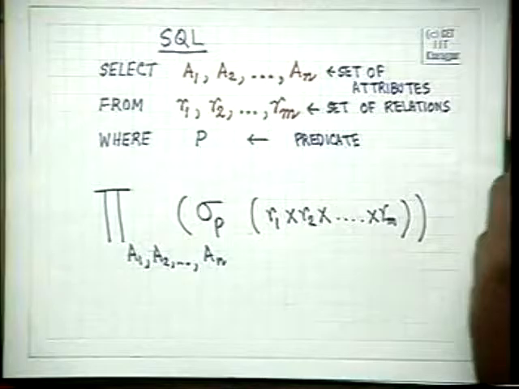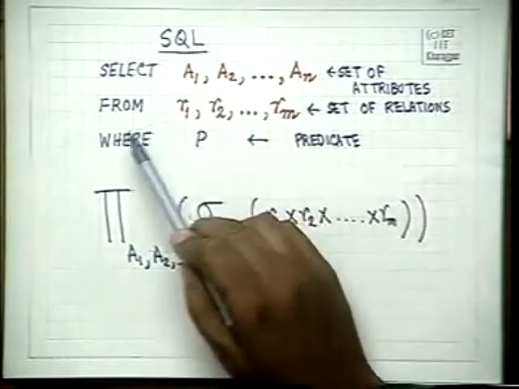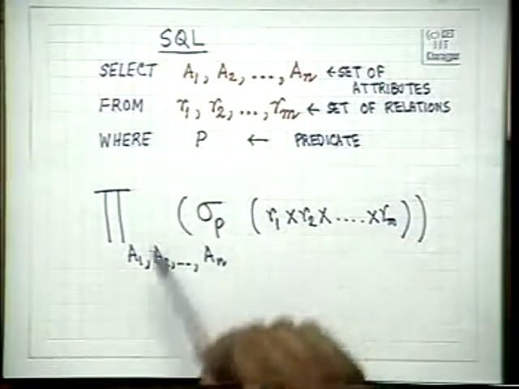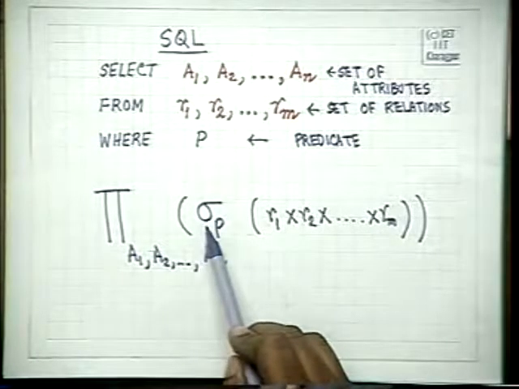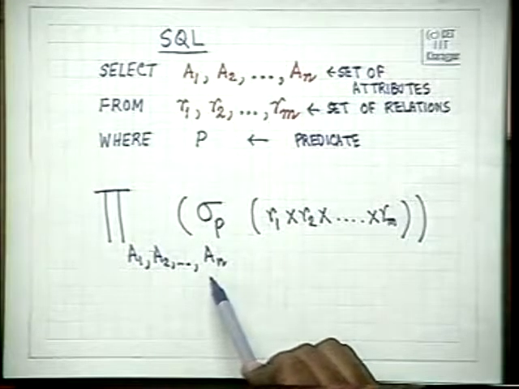We are doing SQL, which is a commercial language which combines both relational algebra and relational calculus. And we saw that the structure of any SQL query is of the type select a set of attributes from a set of relations where P is a predicate, and this is equivalent to the Cartesian product of the relations, a selection using the predicate P and a projection of the attributes A1 to AN.